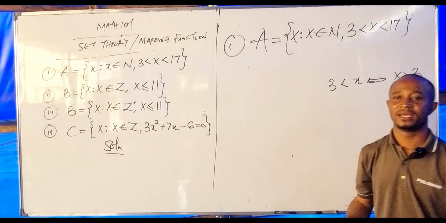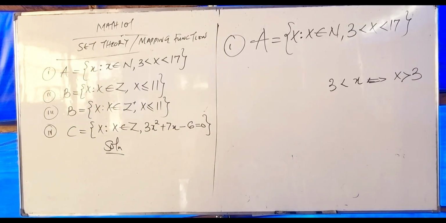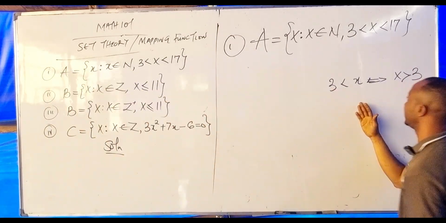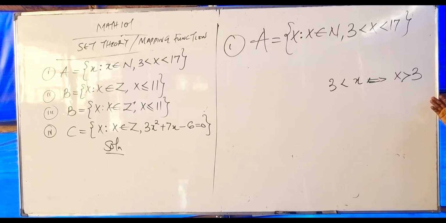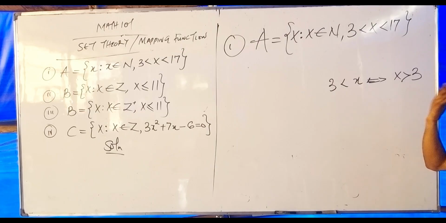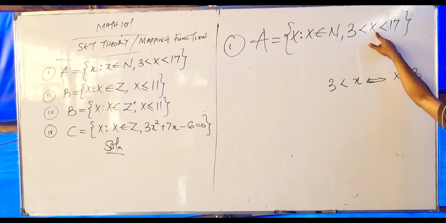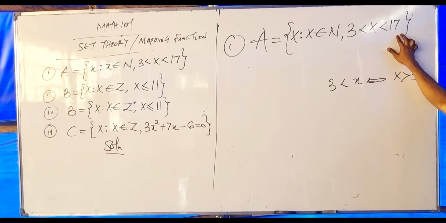If 2 is less than 3, that means 3 is greater than 2. So if I'm saying that 3 is less than x, that means x is greater than 3. You now ask yourself, what are the numbers greater than 3? 4, followed by 5, 6, 7, 8, 9, 10, 11, down to 16, because we're told that x is less than 17, which is 16.